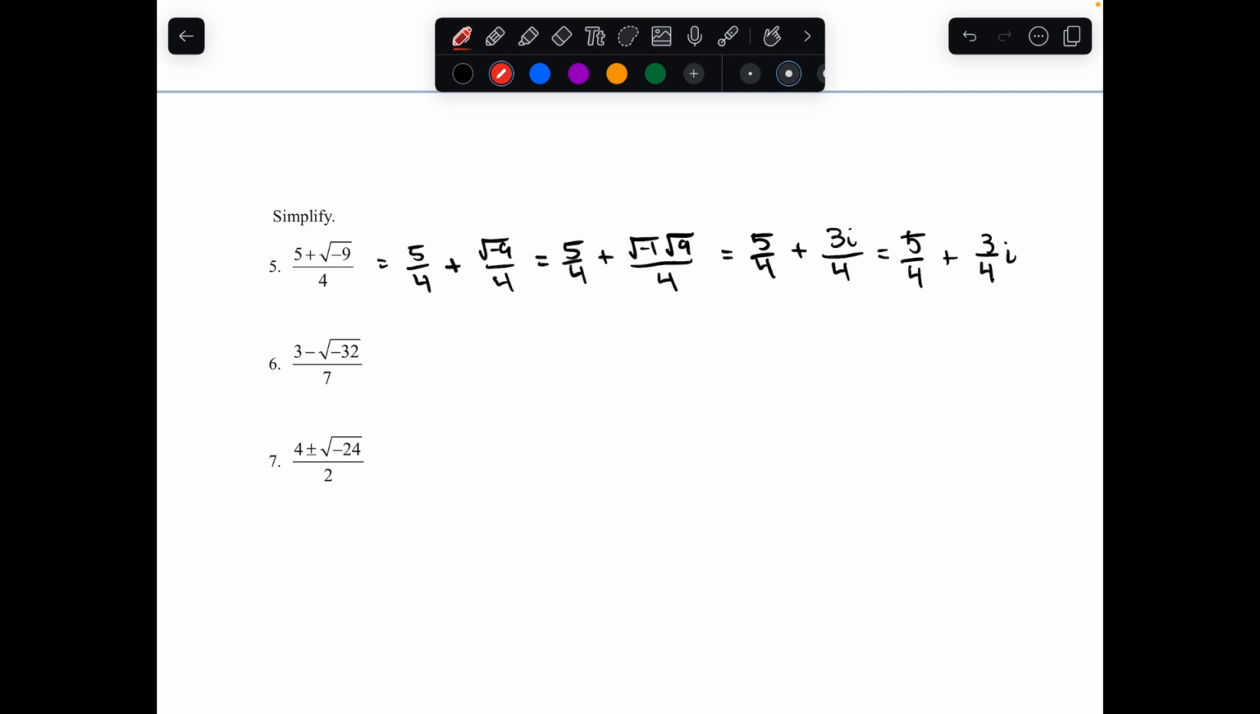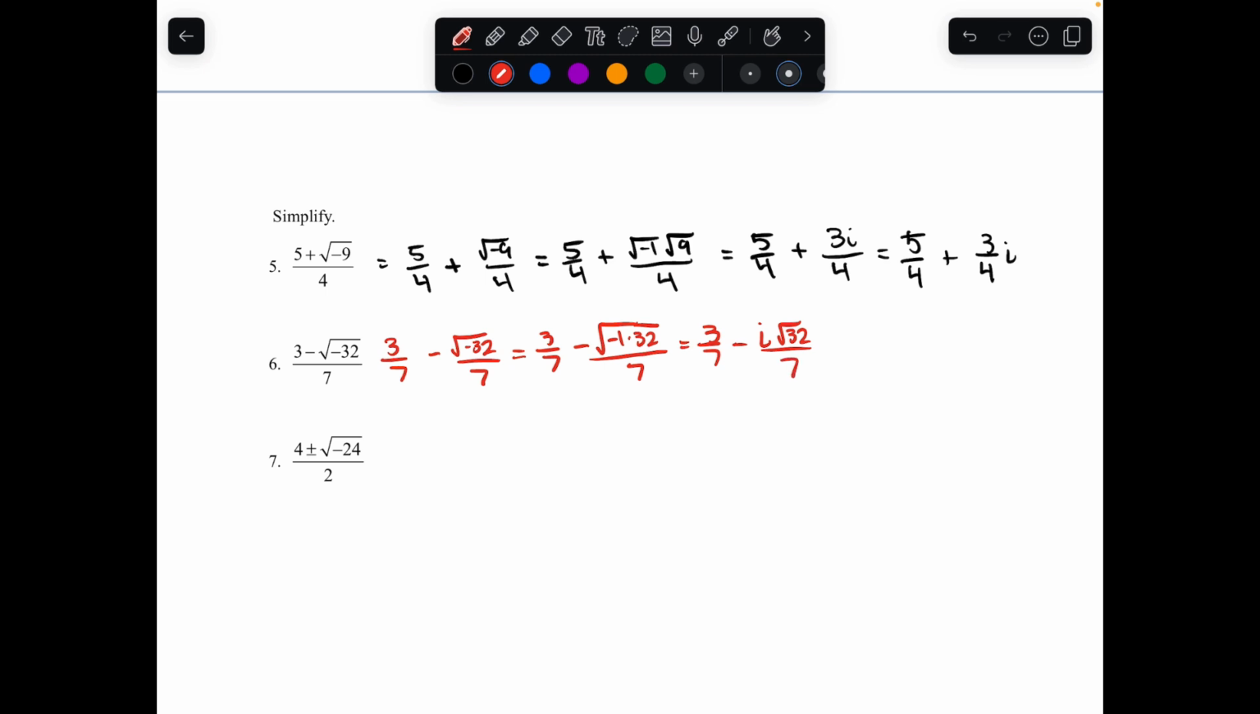So first off, let's go ahead and separate this. So we have 3/7 minus the square root of negative 32 divided by 7. Now I want an I on this right portion, so let's go ahead and separate our square root. This becomes 3/7 minus the square root of negative 1 times 32 divided by 7, which then becomes 3/7 minus I times the square root of 32 divided by 7.